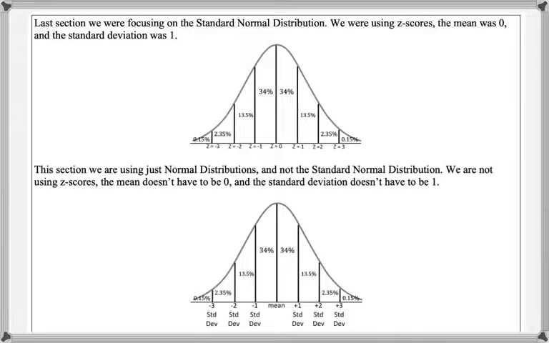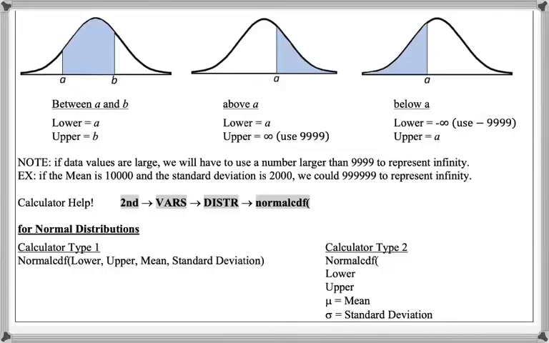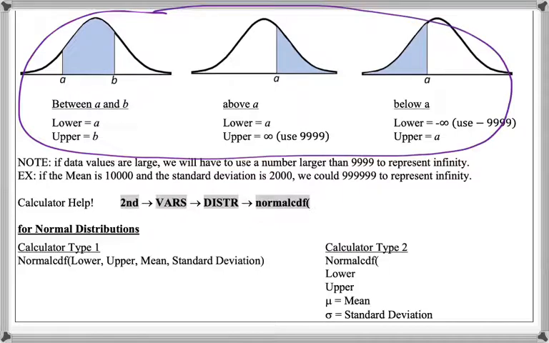Last section we were focusing on the standard normal distribution. We were using z-scores, the mean was 0, and the standard deviation was 1. However, in this section we are using just normal distributions and not the standard normal distribution. So we are not using z-scores, the mean doesn't have to be 0, and the standard deviation doesn't have to be 1. So the process in this section is very similar to the previous section. There are a couple differences though.